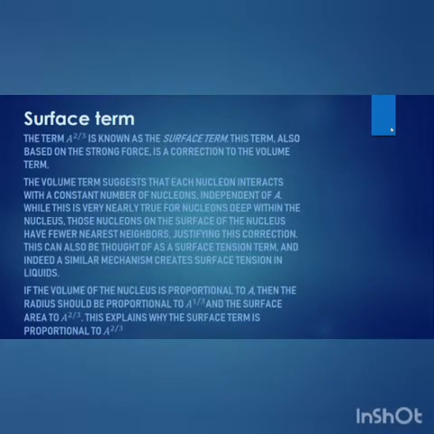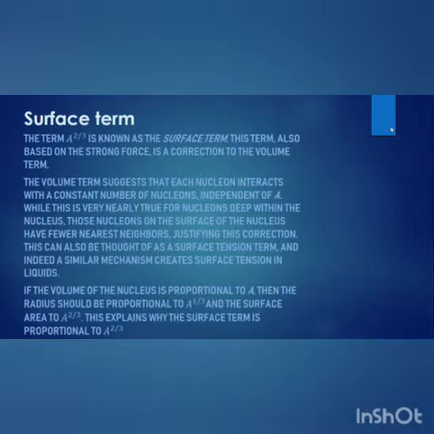The next term is the surface term. The term A to the power 2/3 is known as the surface term. This term, also based on the strong force, is a correction to the volume term. The volume term suggests that each nucleon interacts with a constant number of nucleons independent of A. While this is very nearly true for nucleons deep within the nucleus, those nucleons on the surface of the nucleus have fewer nearest neighbors, justifying this correction. This can also be thought of as a surface tension term, and indeed a similar mechanism creates surface tension in liquids.